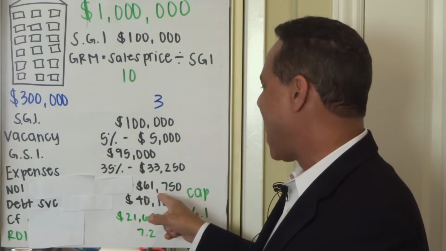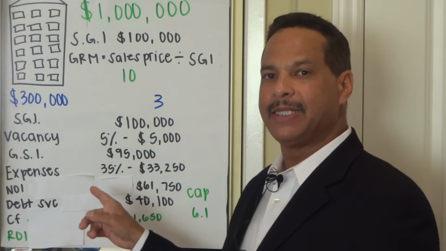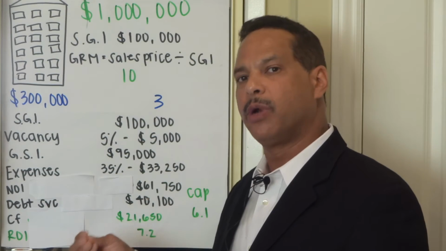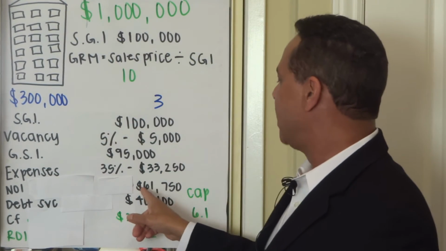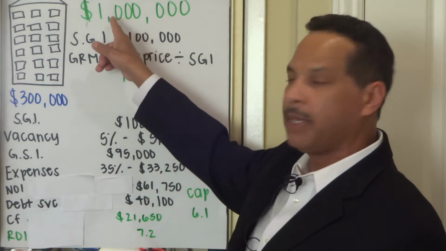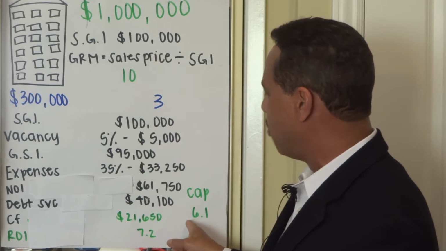So you take the NOI, now that we have the NOI, divide it by the sales price. The formula for cap rate is NOI divided by price. So NOI, you take 61,750, divide it by the price of $1 million. In this case, it's a 6.1 cap.